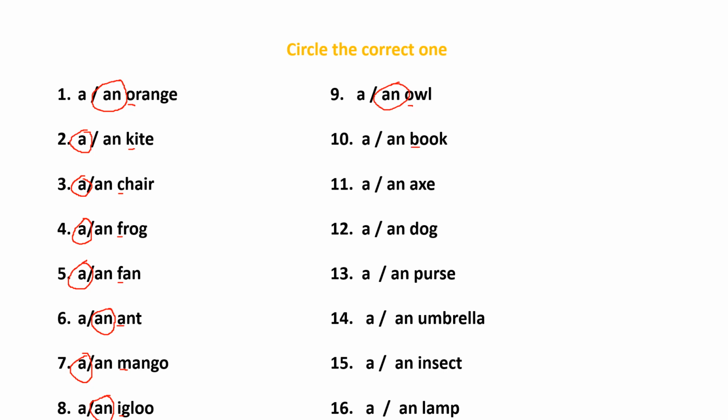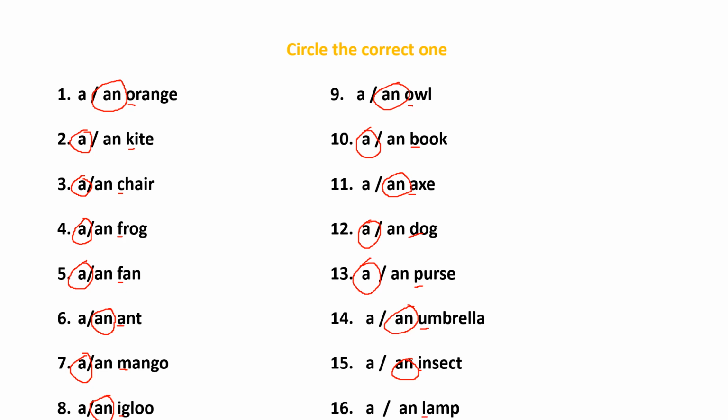Here B is there. Book. B is a consonant, so we are going to say a book. Here A is there. What is A? A is a vowel, right? So we are going to circle an X. We are going to say an X. Here D. D is a consonant, so we are going to say a dog. Here P. It's a purse, so P is a consonant, we are going to say a purse. Here U. U is a vowel, so we are going to say an umbrella, right? Here I. I is a vowel, we are going to say an insect.